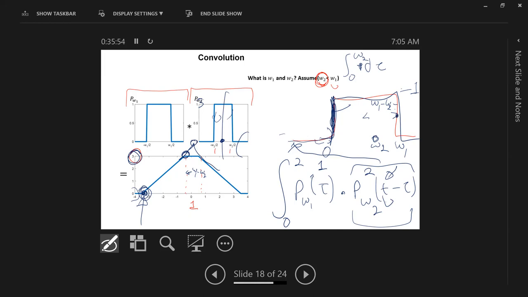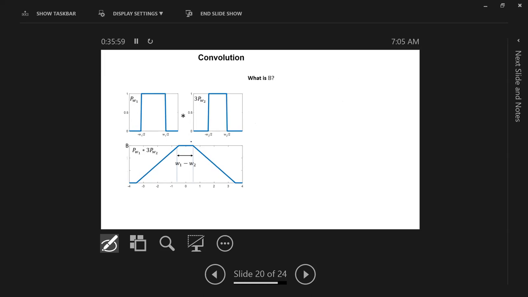So this is the question we just went over, but now we have another question. We already know that this is 1, and this is 4. Oh, wait, sorry, this is 4 and this is 3. So what would be the value of B if now you have 3 times PW2? Yeah, exactly, 9.